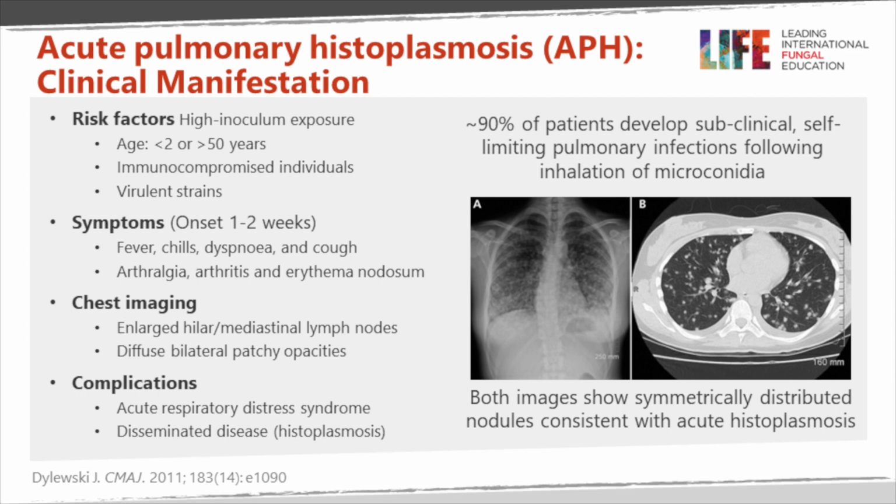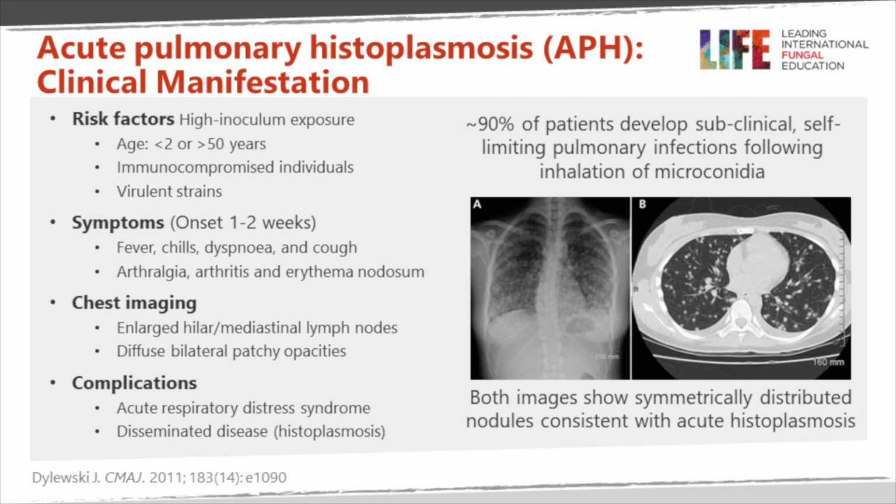So the initial manifestation with a high inoculum is called acute pulmonary histoplasmosis, and 90% of patients who inhale this organism develop a subclinical self-limiting infection and really don't know that they've had it at all. But if you have a higher inoculum exposure or virulent strains, you can get a more marked illness. But even normal people can develop acute pulmonary histoplasmosis. The onset is over 1 to 2 weeks with fever, chills, dyspnea and cough. And some patients get arthralgia, arthritis and erythema nodosum, which are immunological manifestations of the disease.